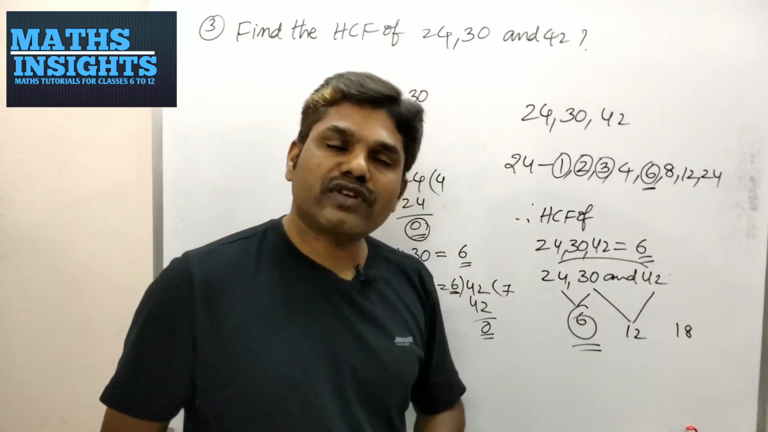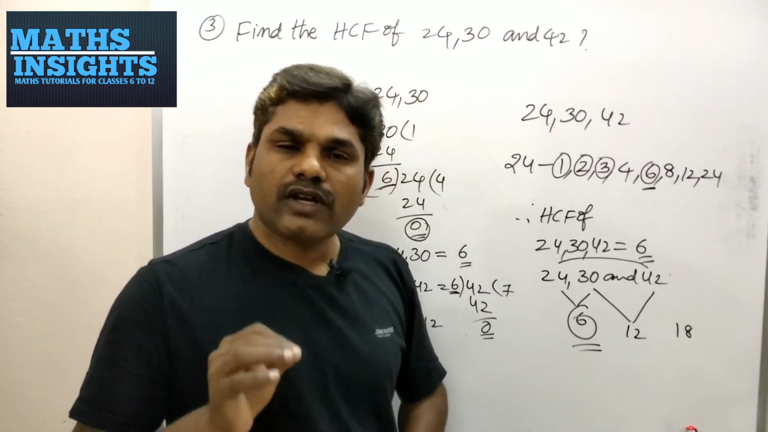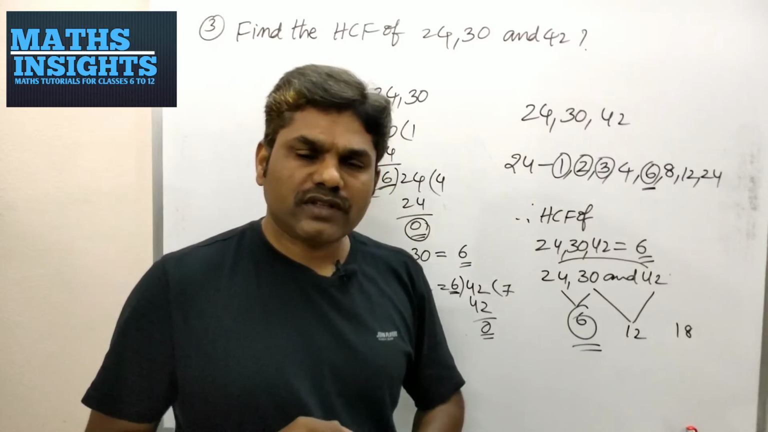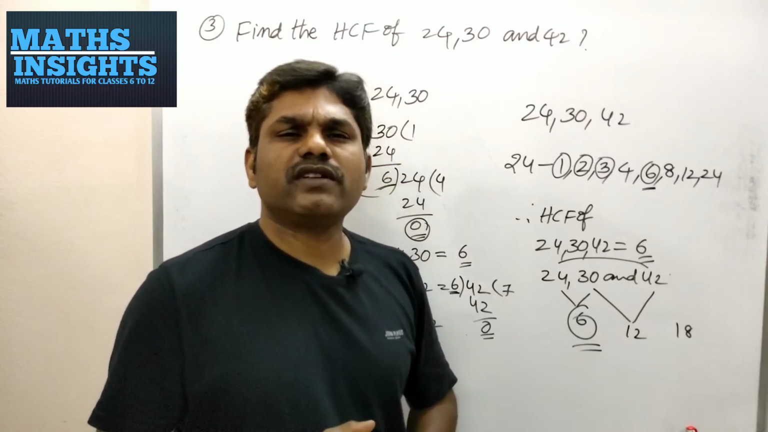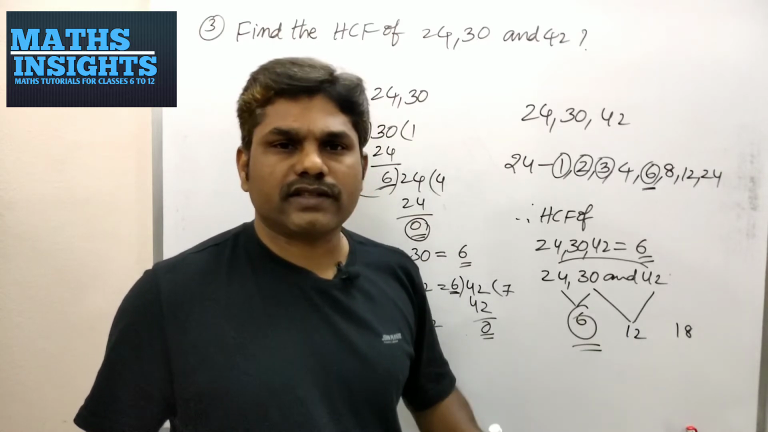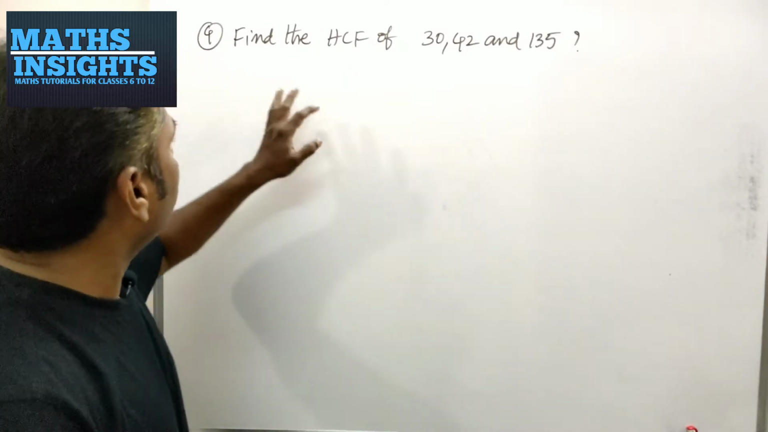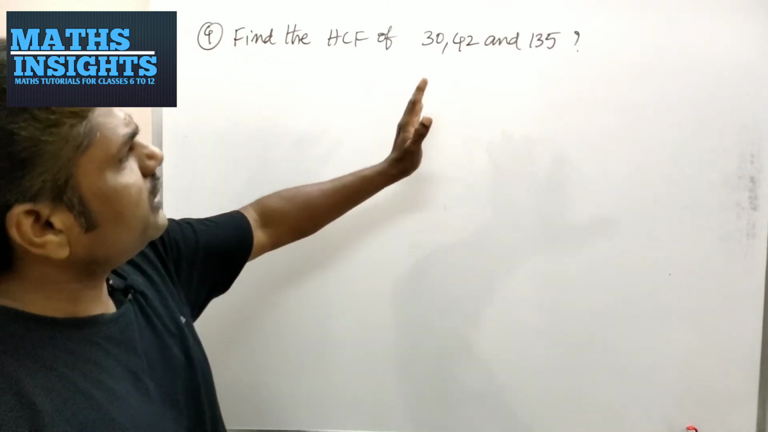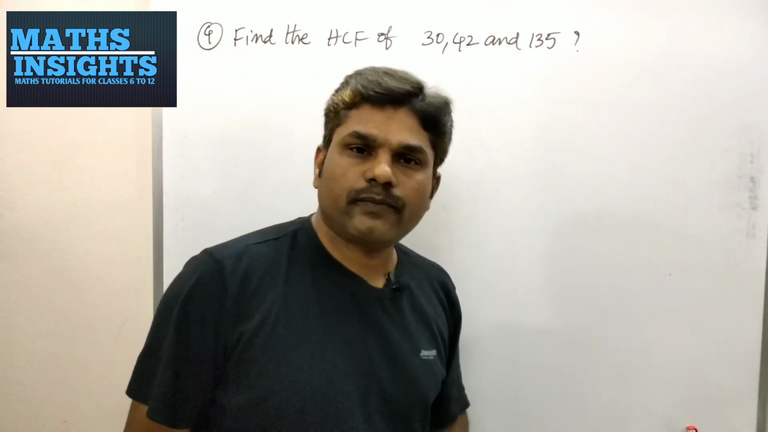In this way also you can find the HCF of any number of numbers. If you practice, these methods will work very fast. Believe me and practice. This is the fourth problem. Find the HCF of 30, 42 and 135.